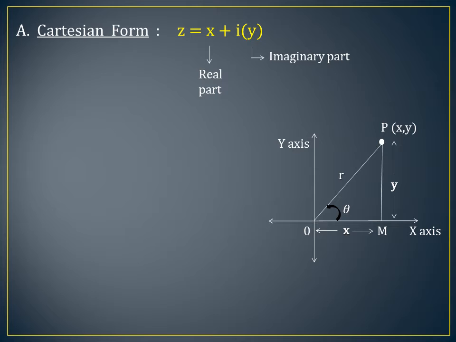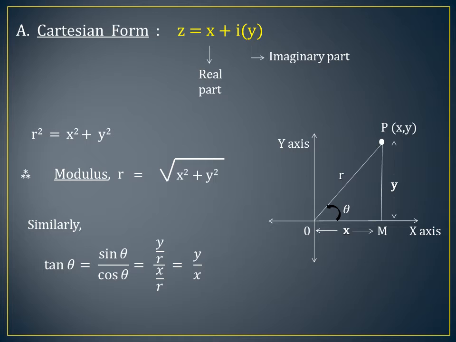Okay, so as we can see, the triangle OPM is a right angle triangle. So by Pythagoras theorem, we'll have r square is equal to x square plus y square. Therefore r is equal to the square root of x square plus y square. So r is known as the modulus.